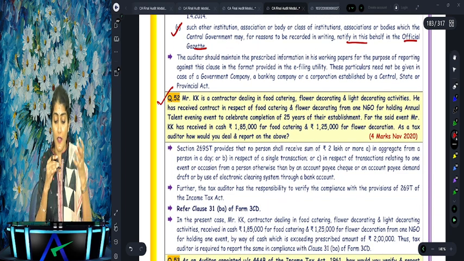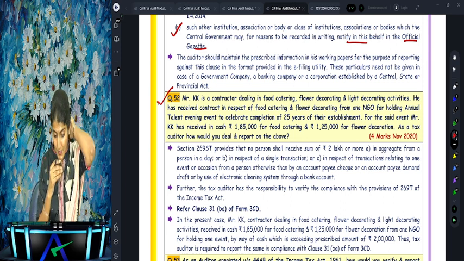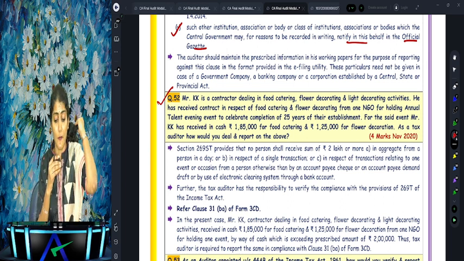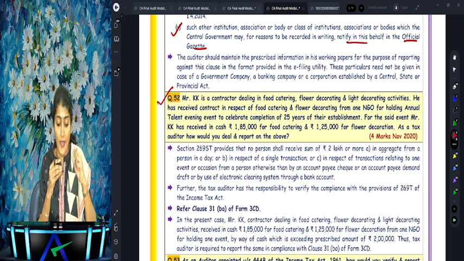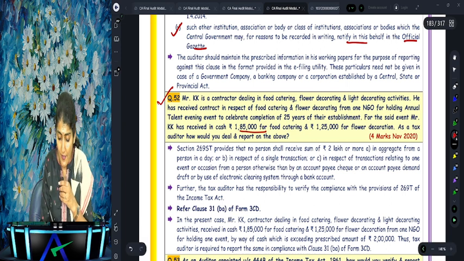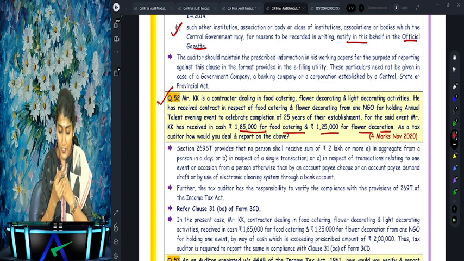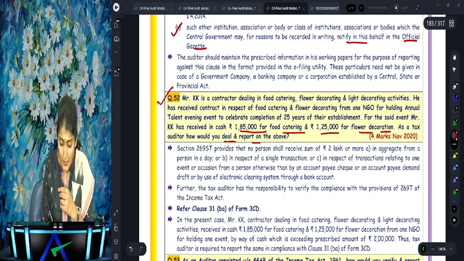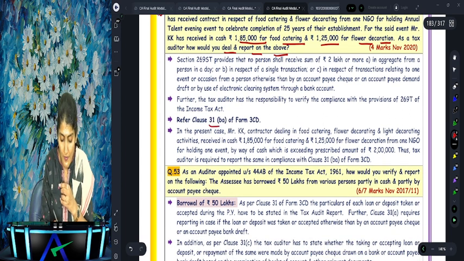KK is a contractor dealing in food catering, flower decorating, and light decorating activity. He has received a contract in respect of food catering and flower decorating from one NGO for holding the annual talent evening event to celebrate completion of 25 years of their establishment. For the said event, Mr. KK has received in cash 1,85,000 for food catering and 1,25,000 for flower decoration. As a tax auditor, how would you deal with and report on the above? So it is receipts in excess of 2 lakh being received in cash.